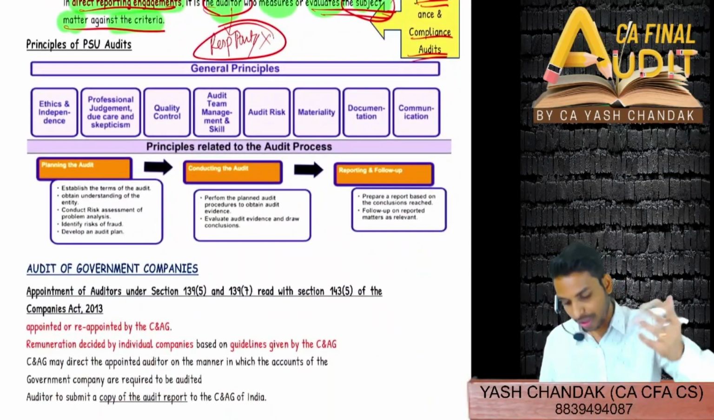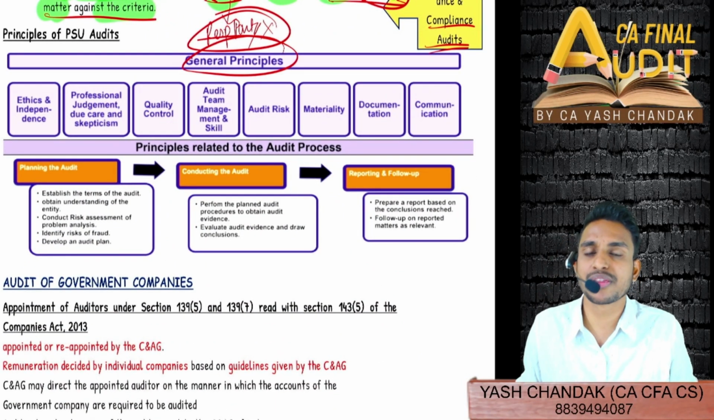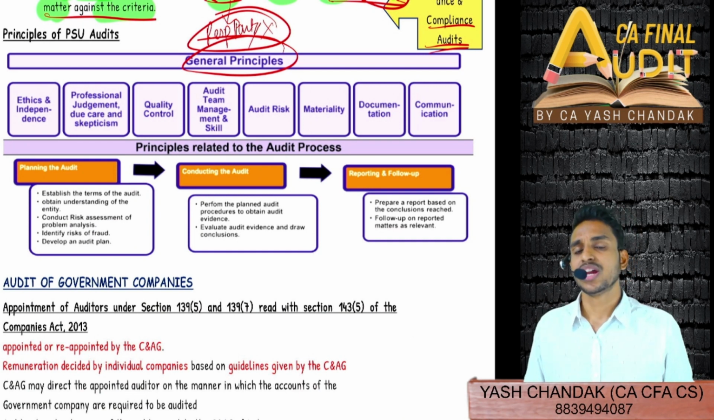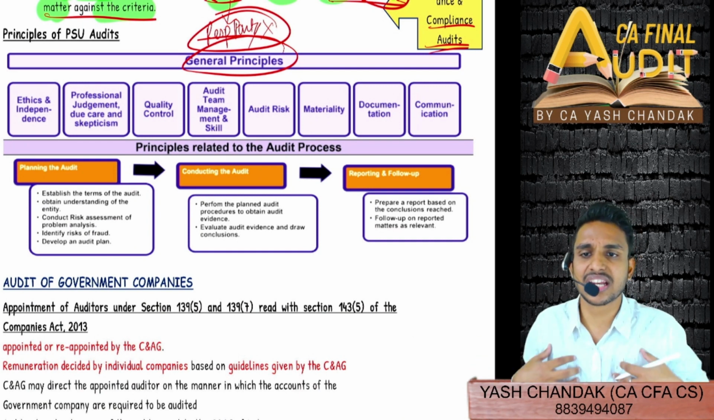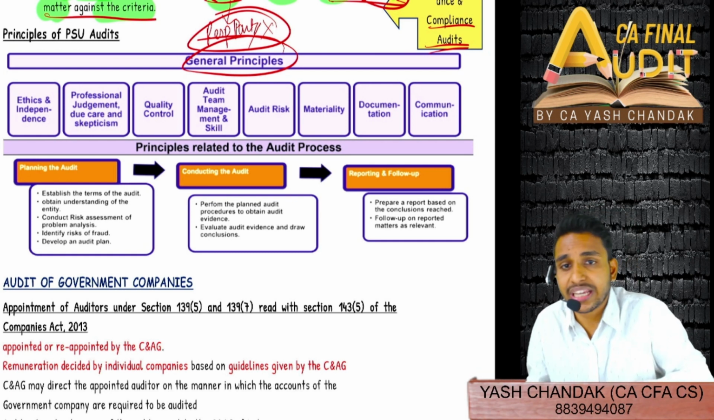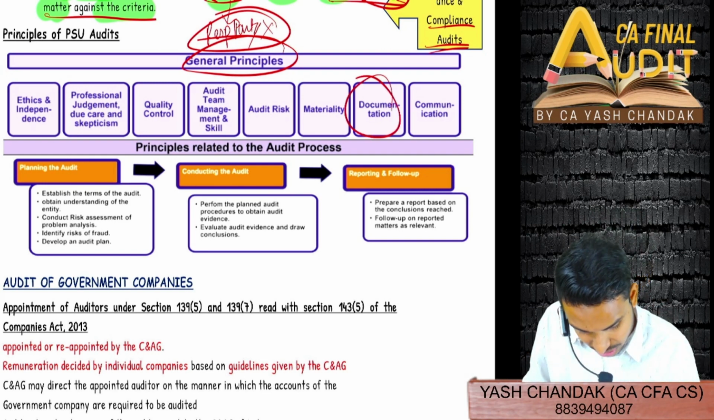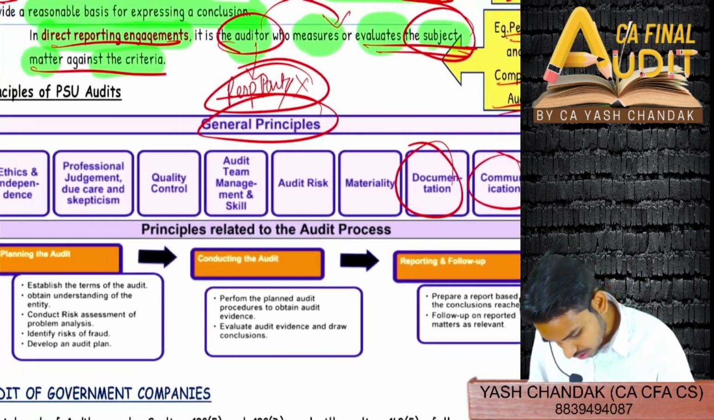Let's come now to principles of PSU audit. There are of course general principles which you must have also learned in SA 200. Normally the general principles are like ethical responsibility, independence, professional skepticism, professional judgment, due care, quality control, materiality, audit risk, documentation, communication. So just mark this as a reference only.